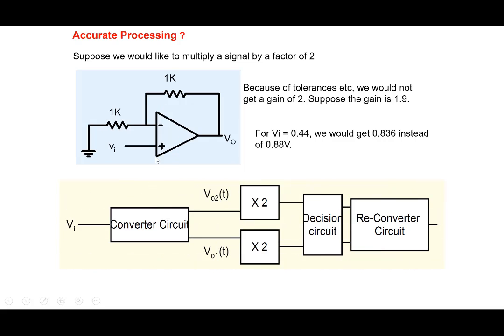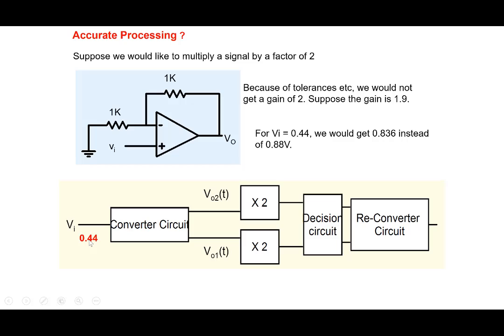Now let's see how we can do it. We take our original analog signal VI and convert it into 2 digits, the first decimal place and the second decimal place. Now our goal was to multiply VI, so 0.44, and our goal was to get 0.88. So we have separated it into 2 digits. This is a voltage, so let's multiply it by 2, and let's look at it here.